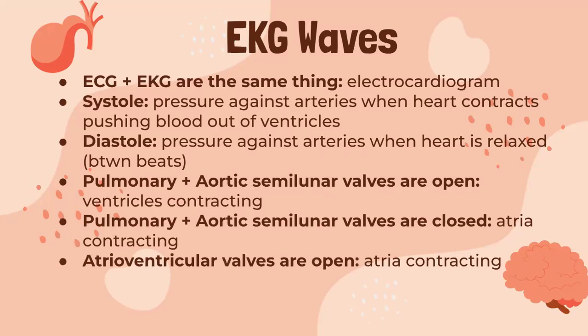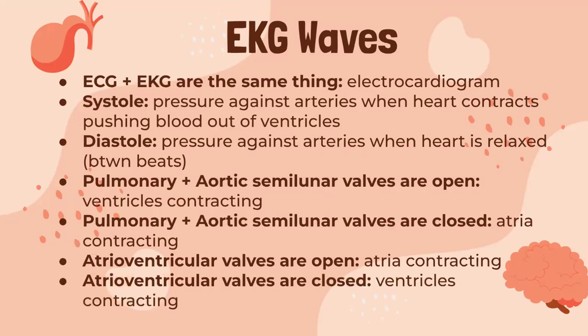The atrioventricular valves are your tricuspid and bicuspid valves. Another word for bicuspid is the mitral valve. When these are open, your atria are contracting, kind of passively letting the blood flow through those valves and into the ventricles.